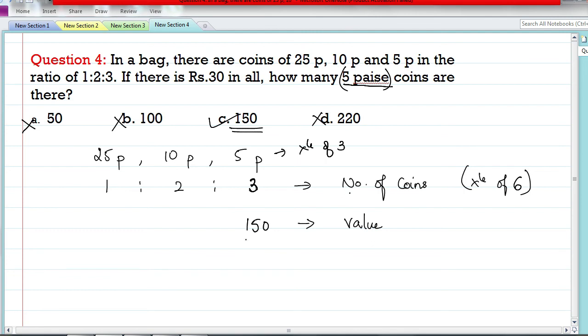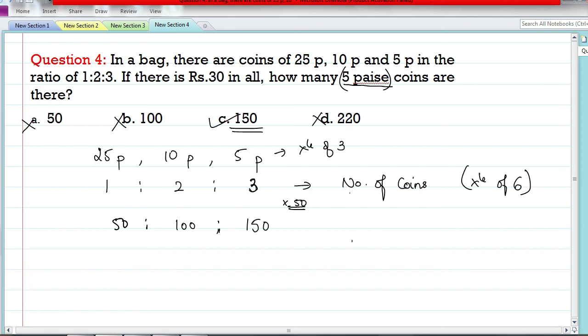Now this ratio is 3, and it means it is 150 coins. So we are supposed to multiply by 50 here, right? 3 into 50 gives you 150. Similarly, 2 into 50 gives you 100. This is also number of coins only. And 1 into 50 gives you 50. Clear? This is number of coins.